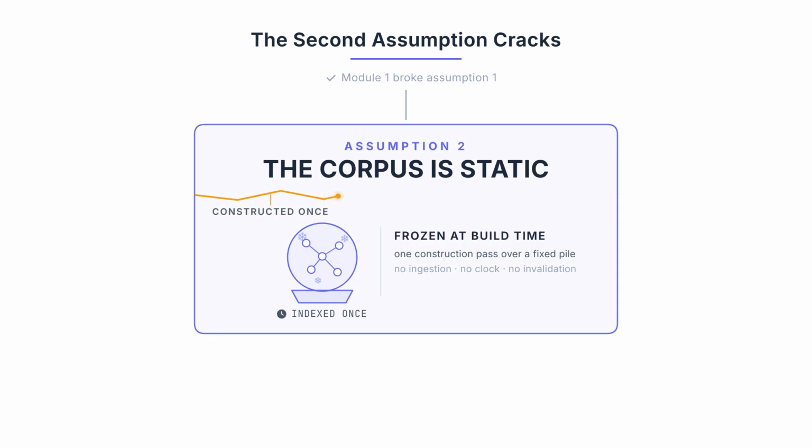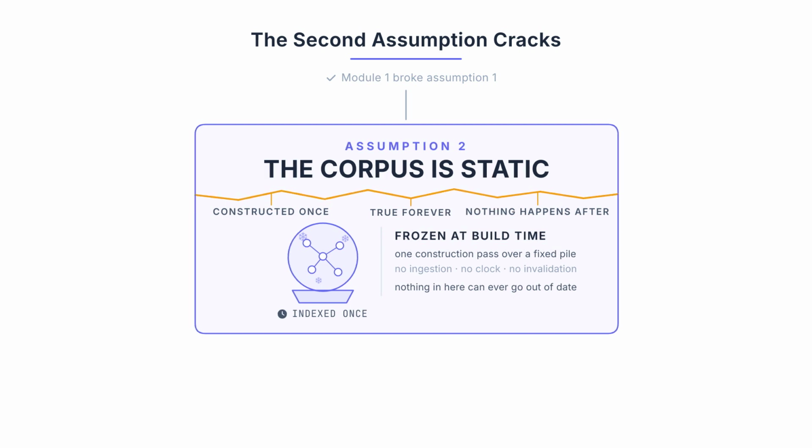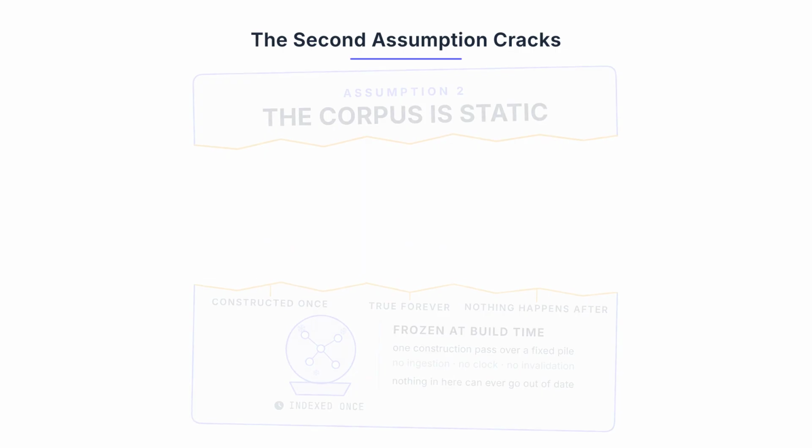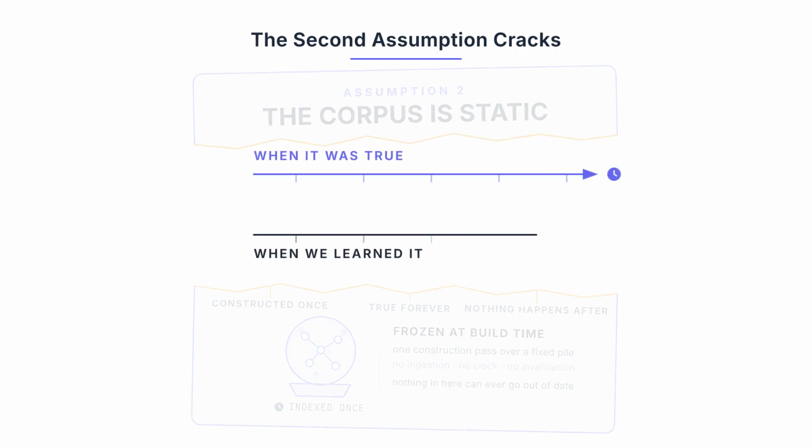Every graph we have built across both courses was assembled once over a fixed pile of documents, and then treated as though every fact inside it would stay true forever, because obviously nothing in the world would ever be so rude as to change. Charming world. It is not the one your agent has to live in.